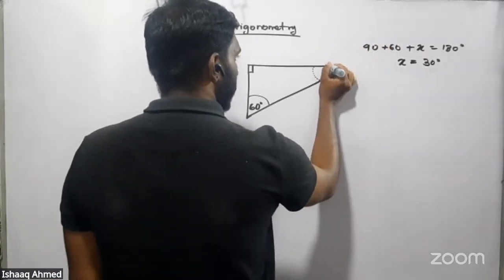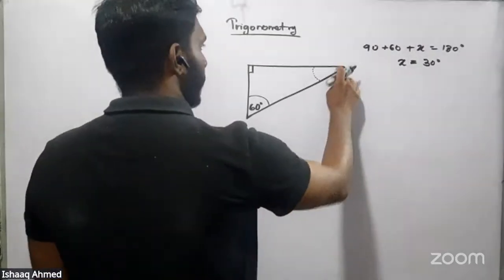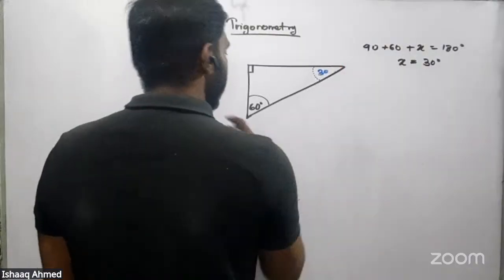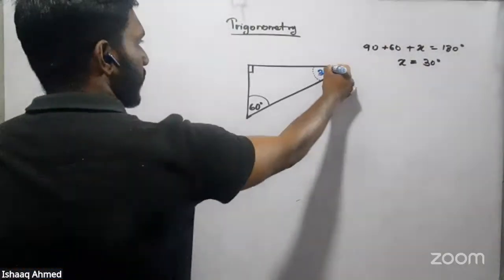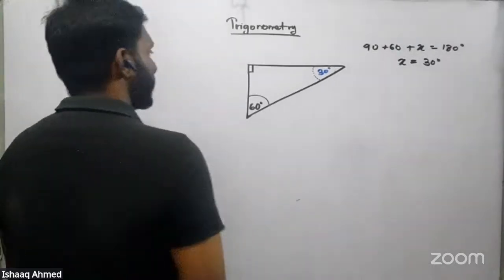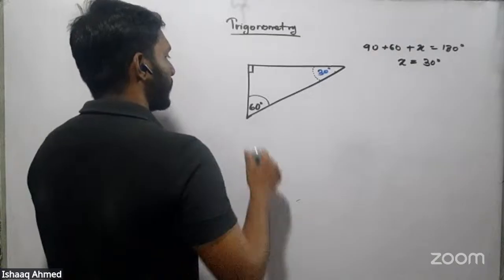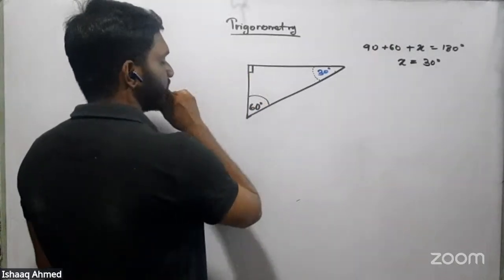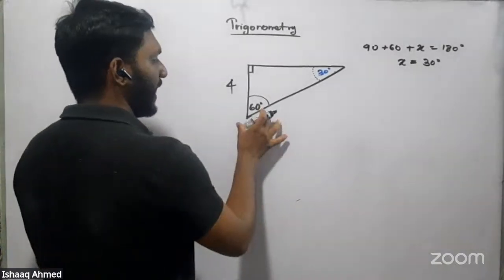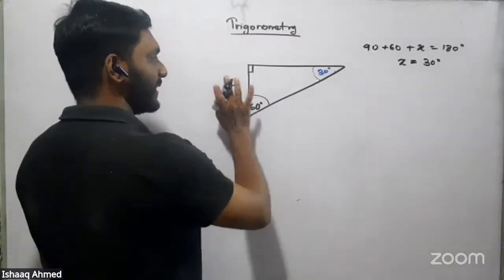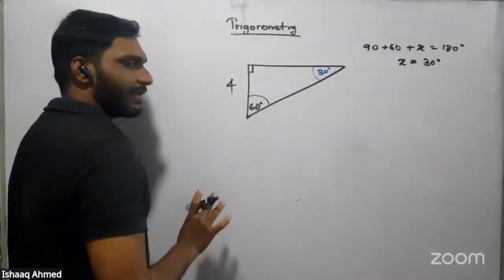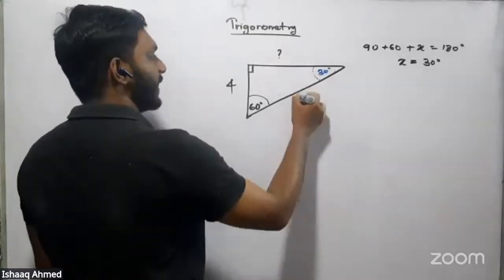Right, why not? Let's just take it as 30. So this is 60, this is 30. And I'm going to give you one side length. Let's say this value is 4. So you have one angle and one side length. You can take any angle and one side length. Now, how are we going to find these two?